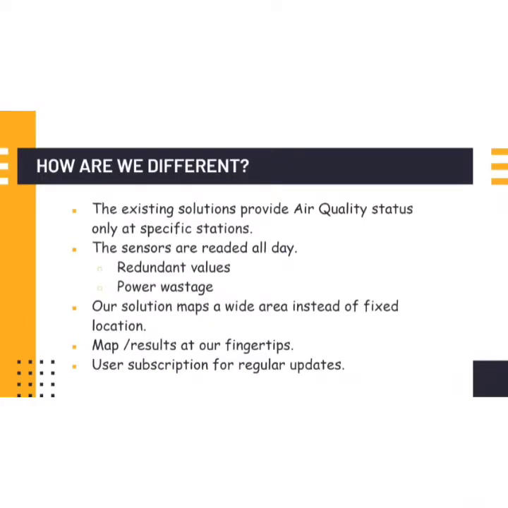How are we different? The existing solutions provide air pollution status only at a specific fixed station or location. These monitors are read all day and the values obtained are redundant and a lot of power is wasted. Our solution reduces the redundancy of the monitor by mapping a wide area instead of a fixed location. It also improves the reliability of the status by localizing the data. And we have the map of results at our fingertips, and also the user can subscribe for regular updates.